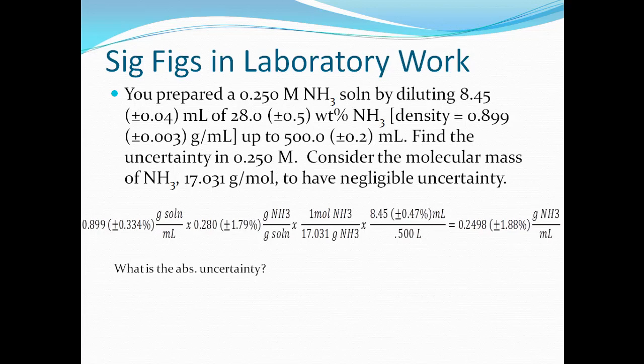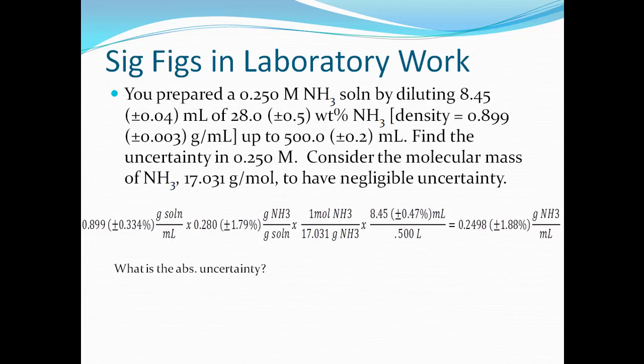You take the density and you multiply that times the weight percent. Here, I've taken the percent off. I know that I told you that I like to keep it, but for this one, I just kept it off just to do something different. And then I went ahead and took the grams of NH3 and converted it to moles of NH3. The only thing I have left is the mLs on the bottom.